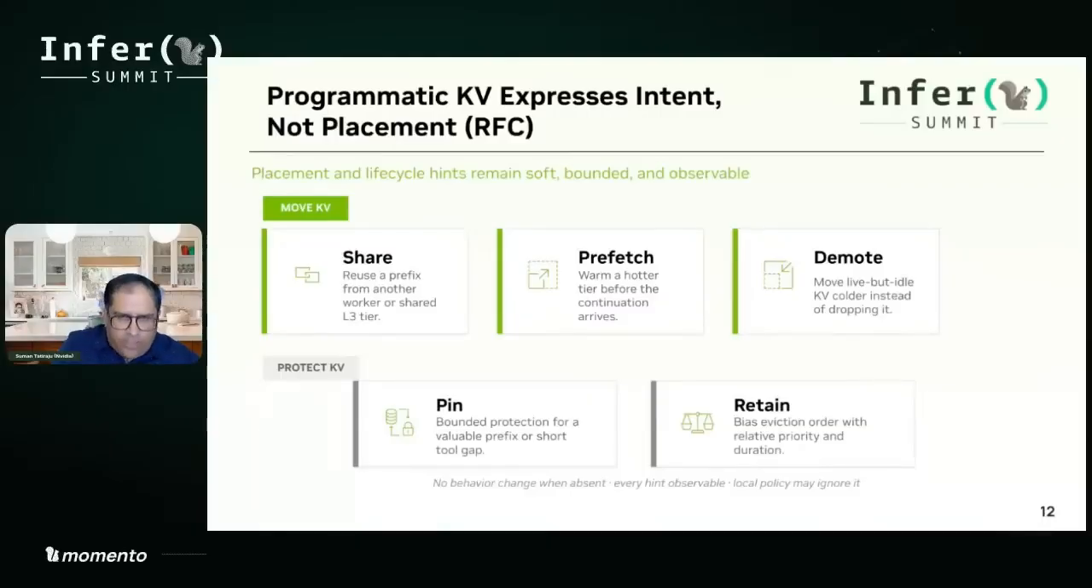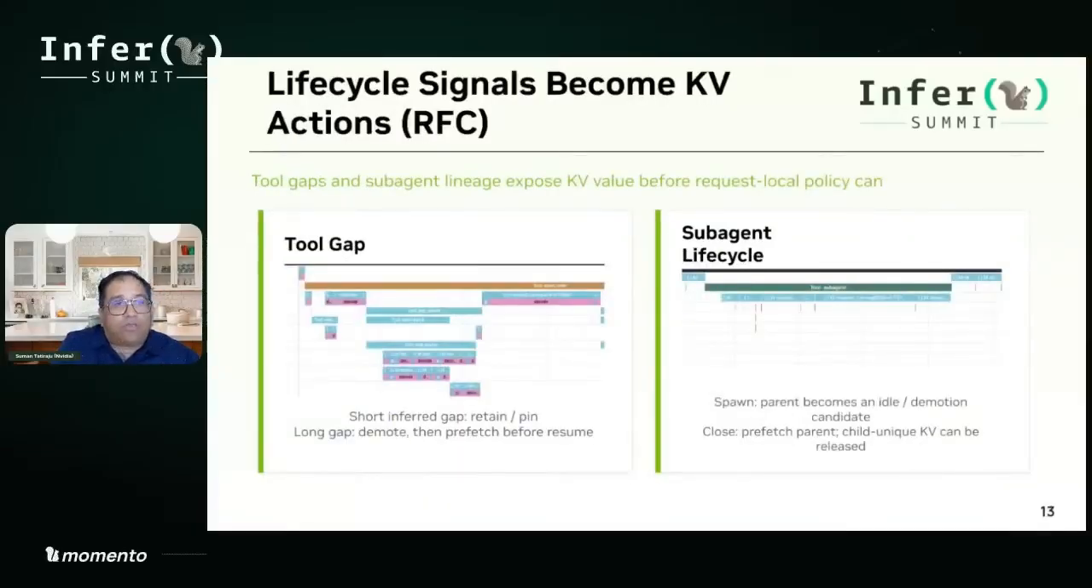I think the first experiment that we did was with SG9, which I want to show you, like how we got that 25% hit rate. This was the sub-agent lifecycle that we saw. The parent becomes idle and becomes a demotion candidate. So you can demote the KV cache to a lower tier. And then at the time when the tool sub-agent closes, you can prefetch the parent and the child KV can get erased. This was the experiment that showed that 25% extra cache hit rate.